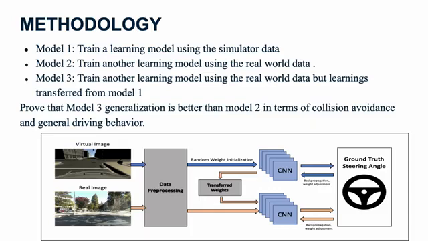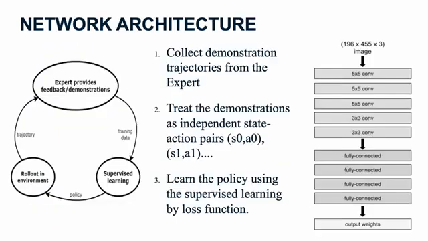We performed a comparison using 3 different models. Model 1 trains a learning model using the simulation data. Model 2 trains the learning model using real-world data. And Model 3 trains the model using real-world data, but also uses transfer learning from Model 1, which uses simulation data. We have shown in our comparison that Model 3, which is based on real-world data but also transfer learning from Model 1, outperforms Model 2, which is trained purely on real-world data, in terms of improvement on collision avoidance and general driving behaviors.